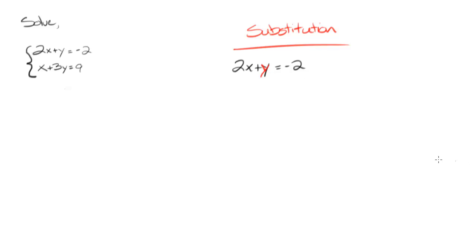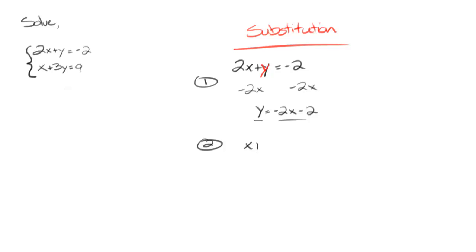My main reasoning there is because there's no coefficient in front of y, so I'm not going to have to divide by anything to make messy fractions. And so to do that, what I'm going to do is I'm going to subtract 2x from both sides of this equation. And what I'll get is y equals negative 2x minus 2. Okay, that's the big first step for substitution. The second step that I do is I'm now going to substitute this value of y, or this expression, negative 2x minus 2, into the other equation.